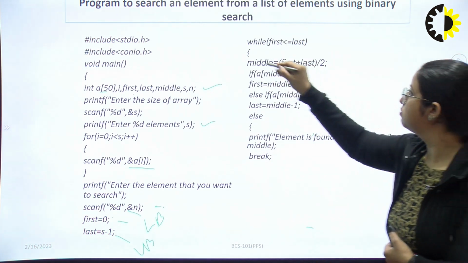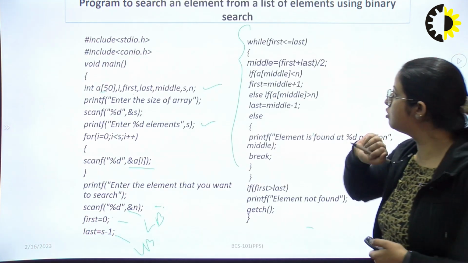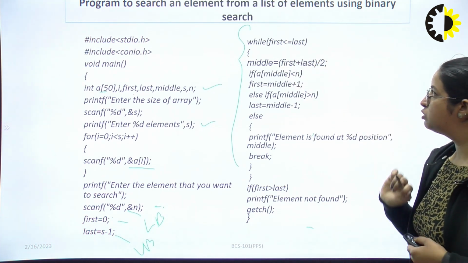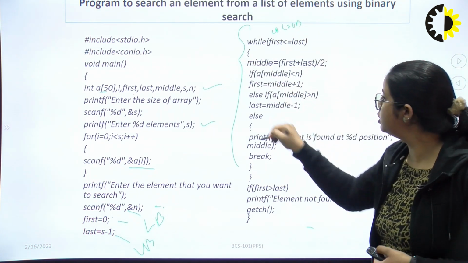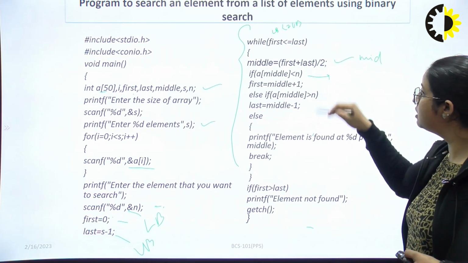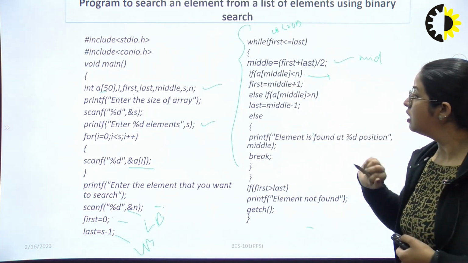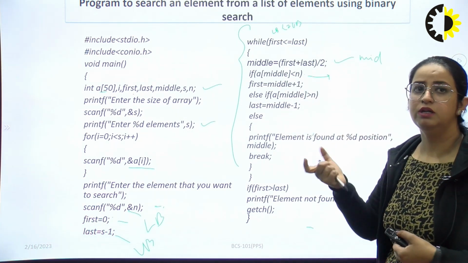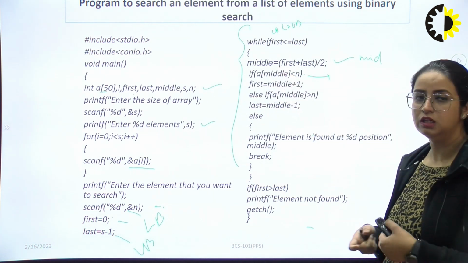So this is the logic. Basically you have to see this logic. In this logic you can see, first we are checking the first condition: first is smaller than or equal to last, that means the lower bound must be smaller than or equal to the upper bound. Then only we can enter into the loop, and then we are calculating the mid. Then we are checking the mid, which I have already discussed. If the condition is true, we check where the middle element is present, and we keep repeating the loop until we get the search element.